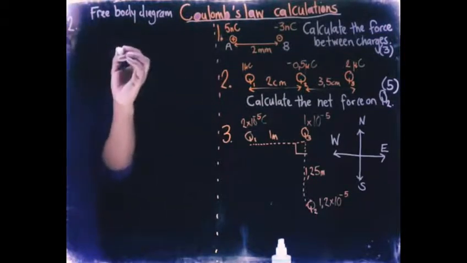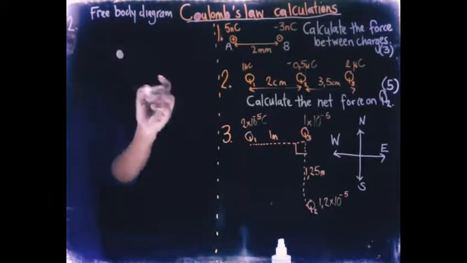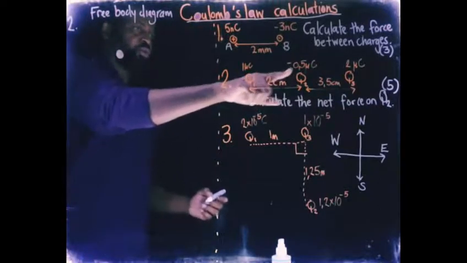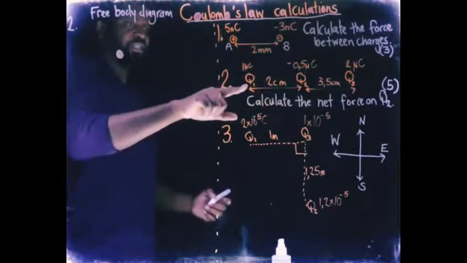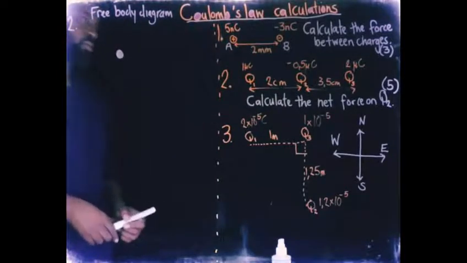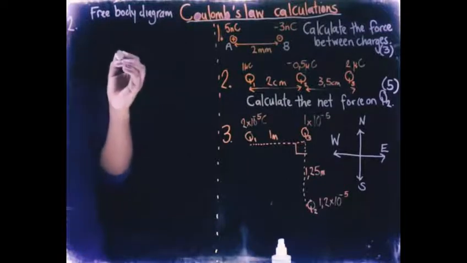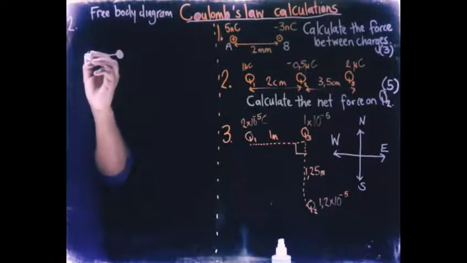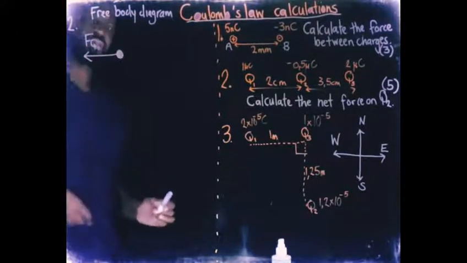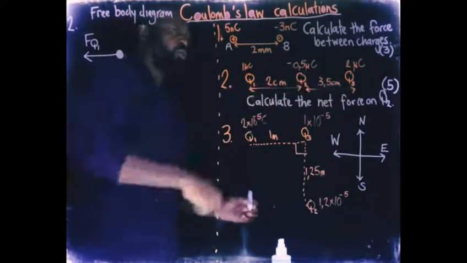So if I was charge Q2, there I am, because we want the force on Q2. Q2 is a negative charge. Let's see what Q1 does to Q2. Opposite charges attract. So Q1 pulls Q2. There's the force from Q1. Q1 pulls Q2 like that. Q3 is going to do the same.